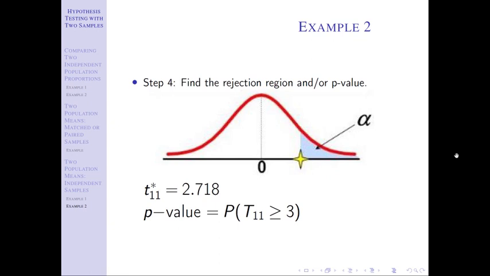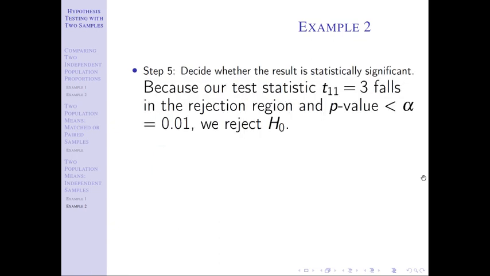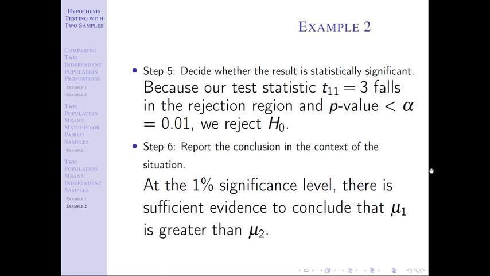Understanding the definition of a p-value is what tells me how to write that out, so that's why that's important. Very small p-value, which makes sense because our test statistic of 3 would fall over here in the rejection region, so it would have to be less than 0.01. And then we wrap up like usual. Because our test statistic falls in the rejection region and our p-value is less than alpha, we reject the null. That means we can conclude that the one mean is more than the other one.